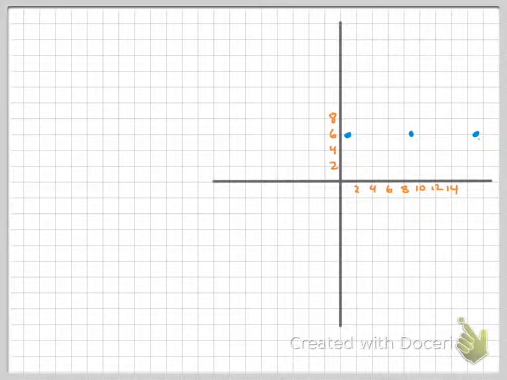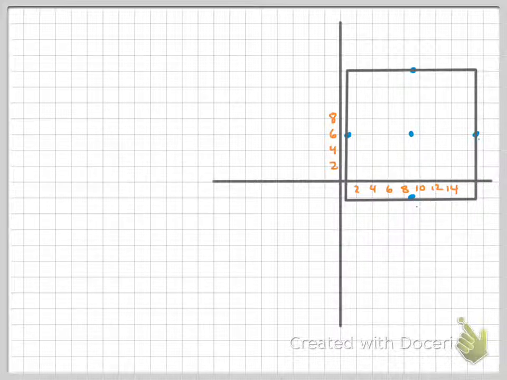transverse axis. For our conjugate axis, we need to go up 8 and down 8. So if we go down 8 and up 8, 2, 4, 6, 8. Okay, so that kind of gives us the midpoints of a rectangle that we're going to need to create. So if we box those in, then the diagonals of this box are going to tell us where our asymptotes are going to be. So let's go ahead and sketch those.